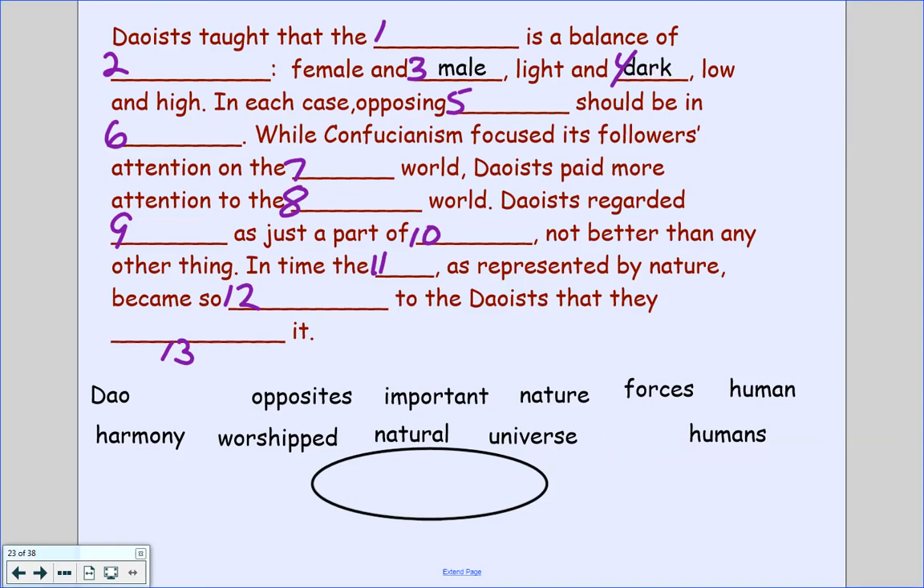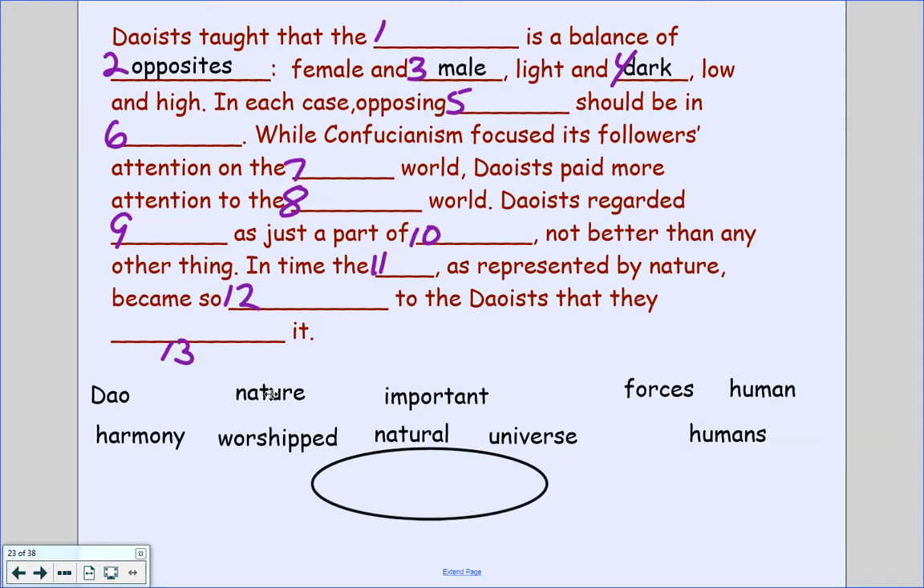Low and high. Now let's back up. What is male and female, light and dark, low and high? Well, those are a balance. A balance of what? A balance of opposites. Now, what is a balance of opposites? Let's look at what's left. We've got Tao, important, nature, forces, human, harmony, worship, natural, universe, and humans. Okay, well, we can't tell for sure. Could the Tao be a balance? Could the universe be a balance? Could nature be a balance? Those are all possibilities. So let's leave number 1 blank for now.